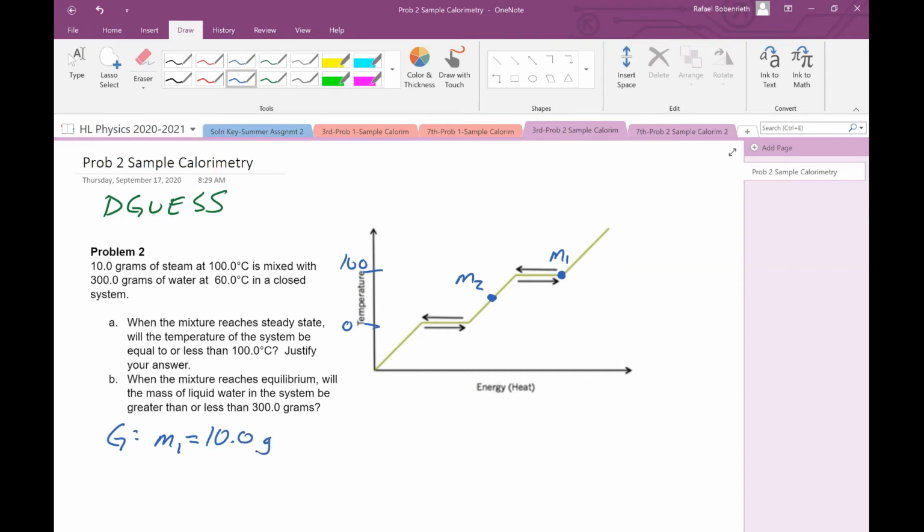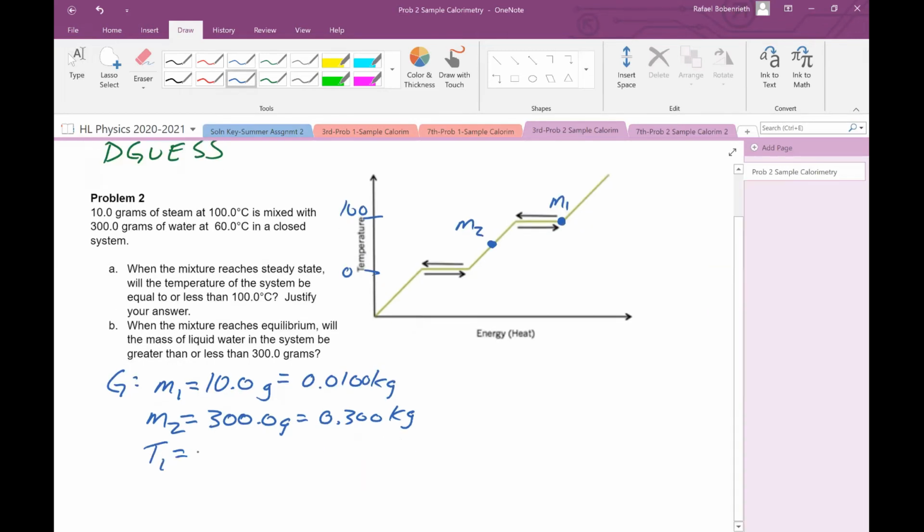By the way, it's also a little more complicated. I'm going to change this right now to kilograms because we need to use kilograms for the reference values, at least the reference values I gave you. So I did a quick conversion there to kilograms, divided by 1,000. M2 is 300.0 grams, which is 0.300 kilograms. Okay, what else? We know that T1 is 100 degrees Celsius. We know T2 is 60.0 degrees Celsius, and this is 100.0.